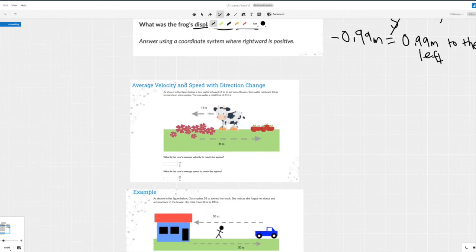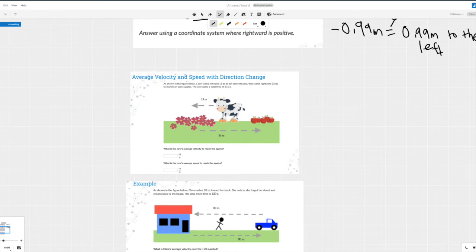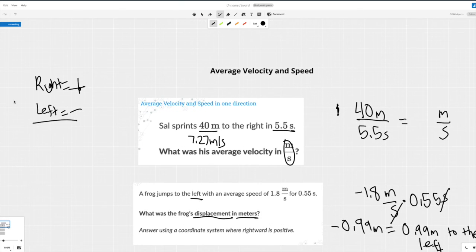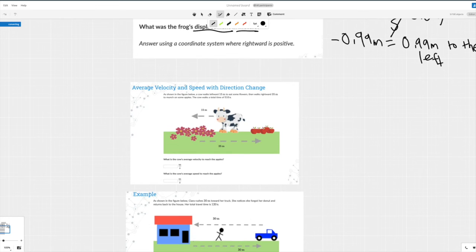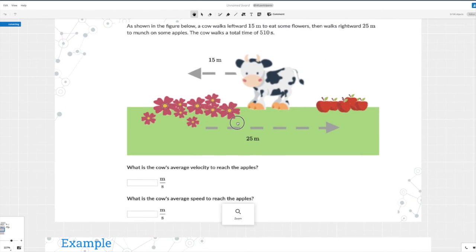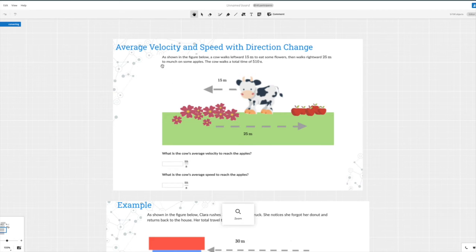Next question. The average velocity with direction change. So in this, the direction is going to change, so we're going to have to consider that left and right are going to be a little bit more important. So what is the cow's average velocity? Let me zoom in a little bit. What is the cow's average velocity to reach the apples?